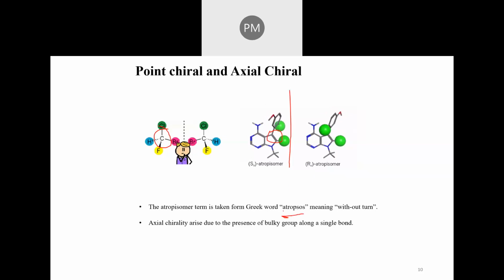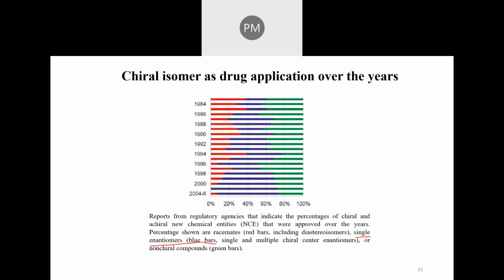Atropisomerism mainly comes from steric effects. The word comes from the Greek atropos, meaning without turn. Without turn means there is steric hindrance, so simple C-C bond rotation is not present and the turn is also not present. Such molecules are called atropisomers.